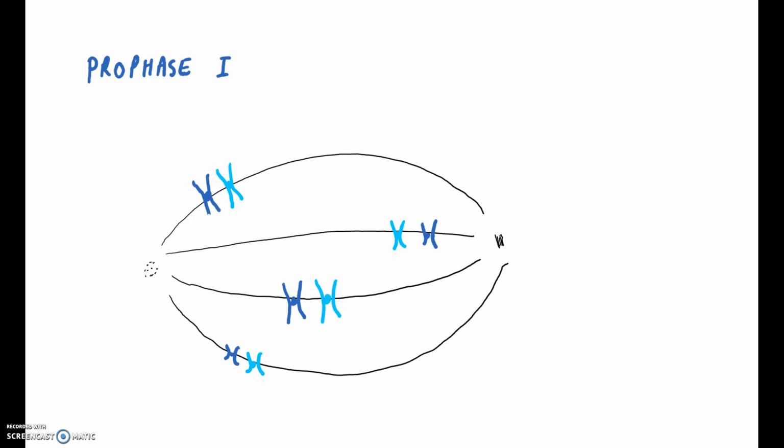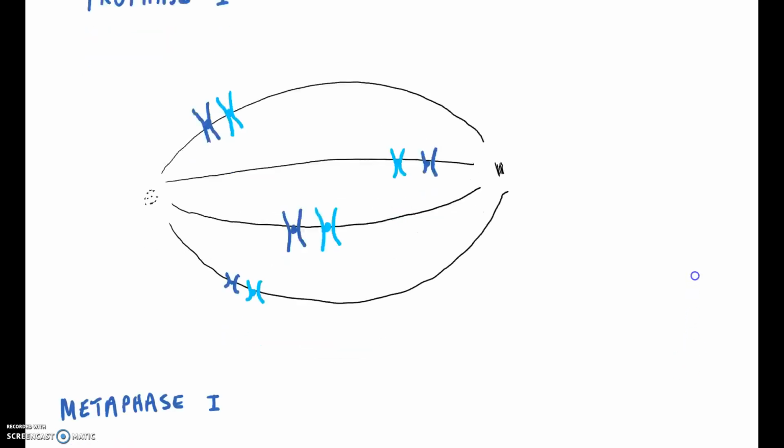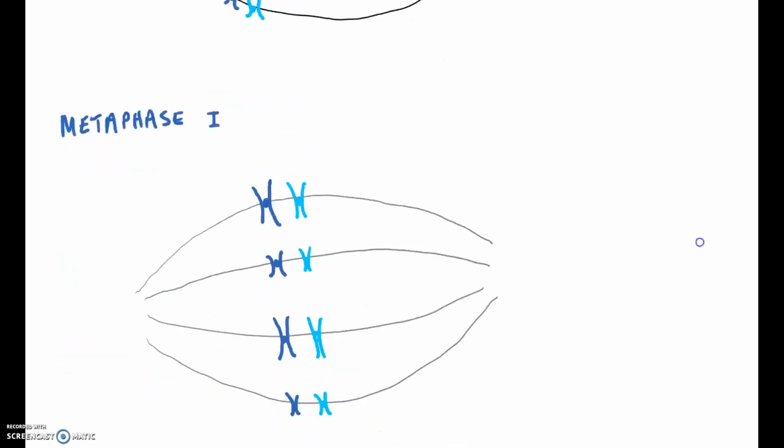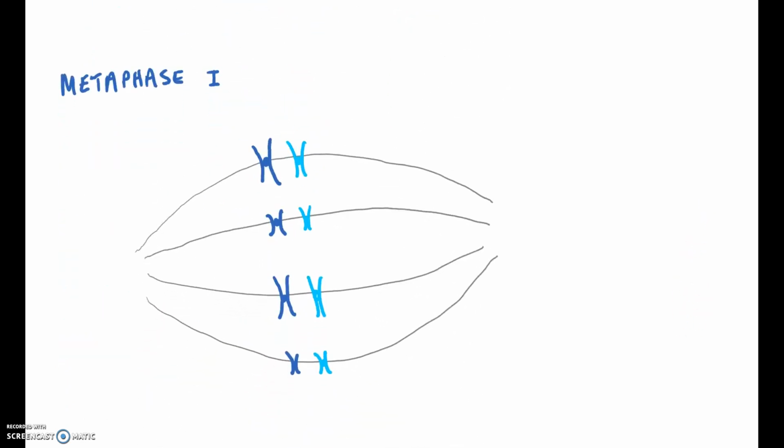It is worth mentioning at this point that this is the point where independent assortment occurs. See the next video for more details on that. After prophase, we proceed into metaphase 1, where the pairs of chromosomes will align at the equator of the cell.